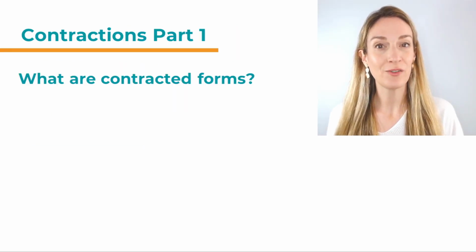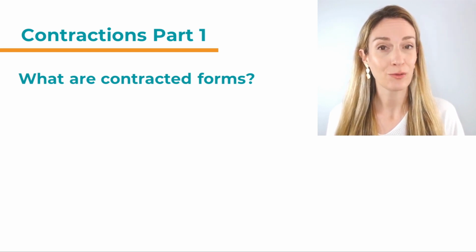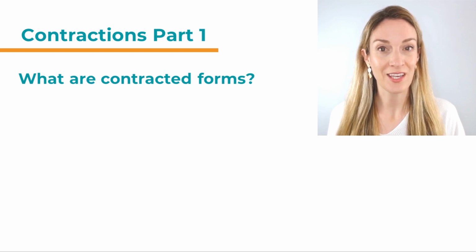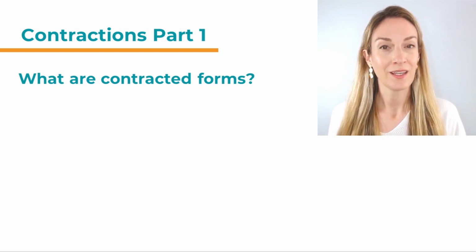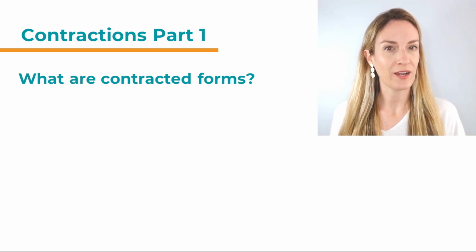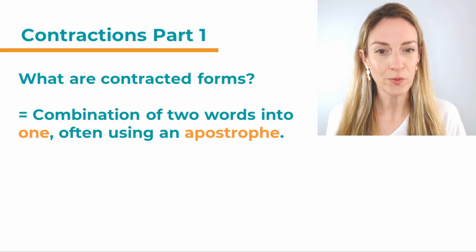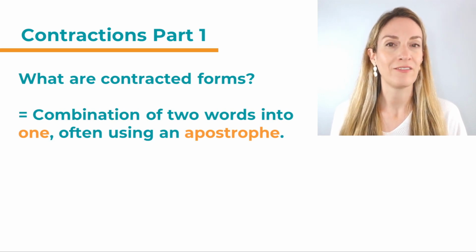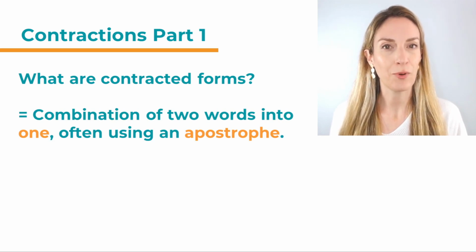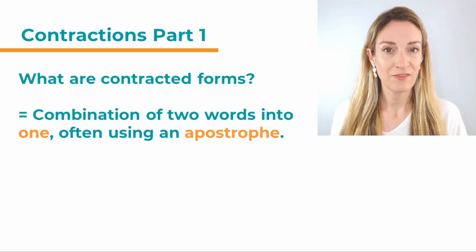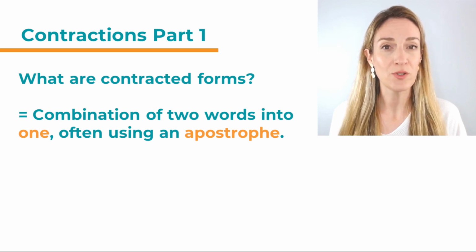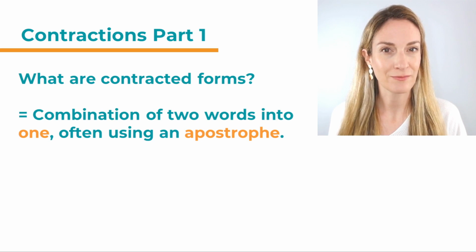We're going to have a look at contracted forms in English, also called contractions. This is part 1. Now, what is a contracted form? Here's a short little definition. It's a combination of two words into one, and very often it's using an apostrophe. In this video, we're going to have a look at the most common contractions.